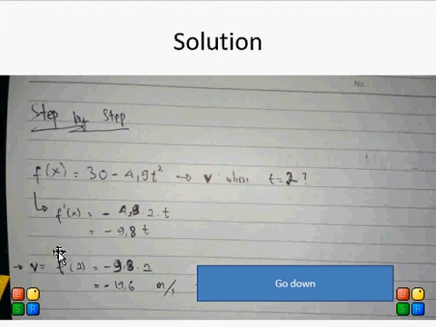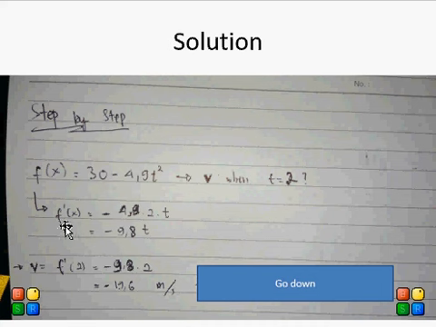If we want to find the acceleration, just differentiate the first differentiated function. Or if you directly want to find the acceleration, you have to differentiate the basic function twice. But this question just asks for the velocity, so we just find the first differentiated function.